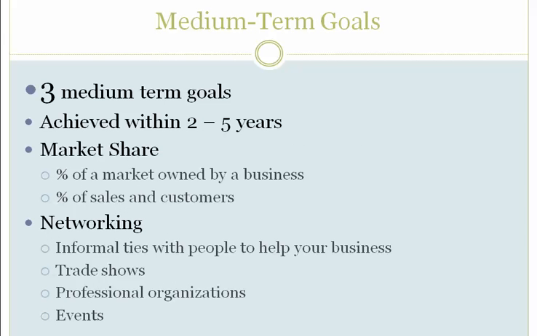Your medium-term goals, you're going to have 3 of these. It's anything that can be achieved within 2 to 5 years. 2 main categories to look at for your medium-term goals are your market share, which is that percent of the sales and customers you have of the entire market, as well as networking, ways that you can continue to expand your knowledge and your connections with other people in the industry.